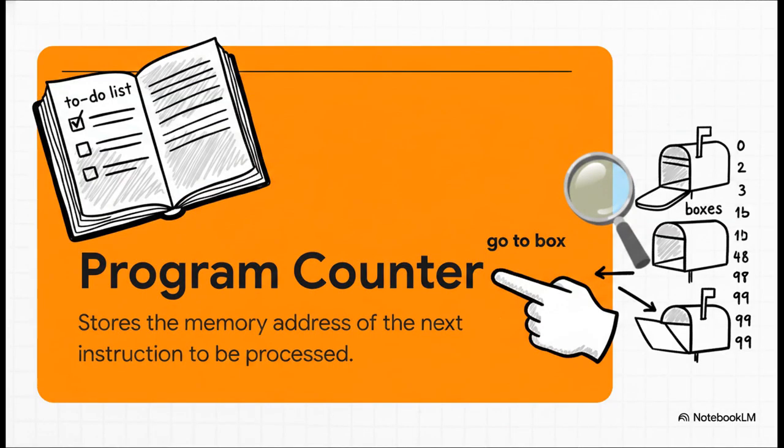Next up on our tour is the program counter, or PC. If the accumulator is our workbench, the program counter is the master to-do list. Its entire job, its only job, is to store the memory address of the very next instruction that needs to be processed. In our LMC simulator, memory locations only go from 00 to 99, so the program counter is only ever going to hold a 2-digit number. Think of it as a little pointer, constantly directing traffic, saying, okay, go to box 5 next. Great, now go to box 6.